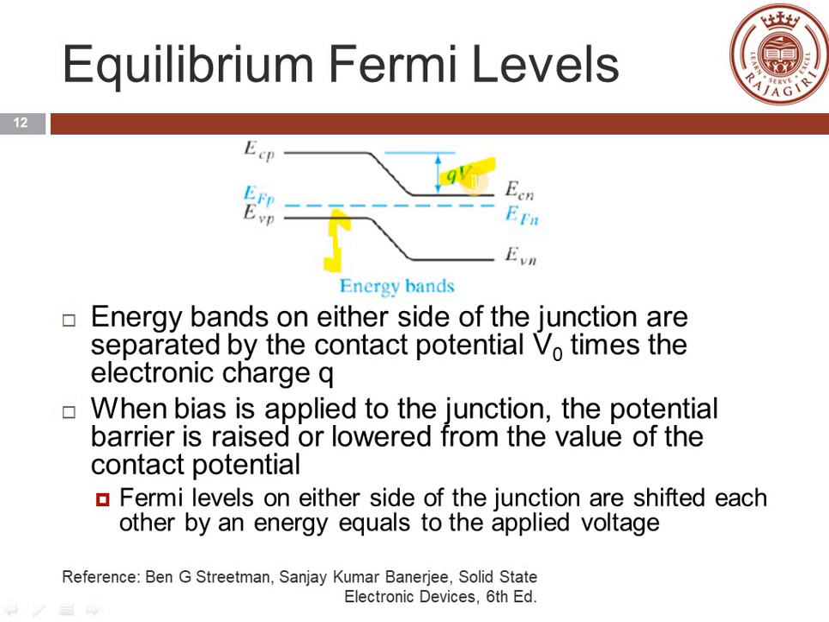When bias is applied to the junction, that is forward bias or reverse bias, the potential barrier is raised or lowered. If you apply reverse bias, your potential barrier will be raised, and if you apply forward bias, your potential barrier will be lowered from the value of the contact potential. So the Fermi levels on either side of the junction are shifted relative to each other by an energy equal to the applied voltage.